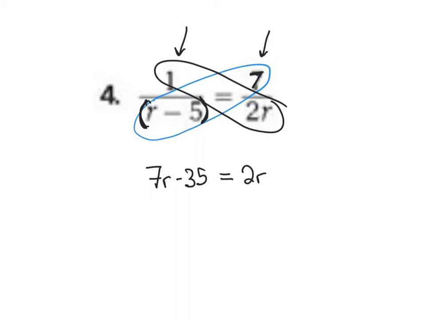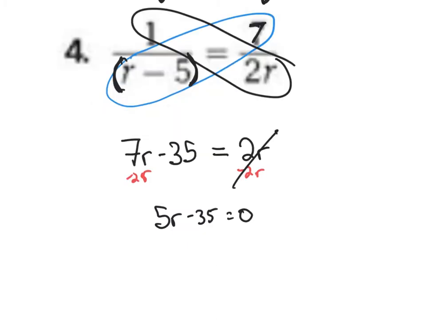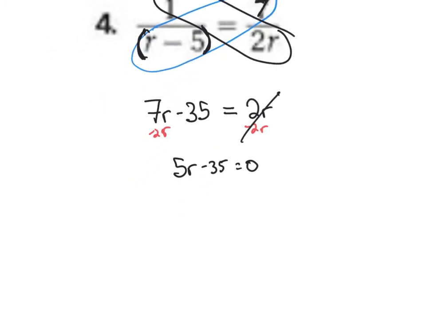2r times 1 is 2r. Okay. Now I'm going to get my r's on the same side. 2r, that goes away. 5r minus 35 equals 0. So now I can either factor or run this through a general equation. I'm just going to run it through a general equation because there's only one thing attached to the r.